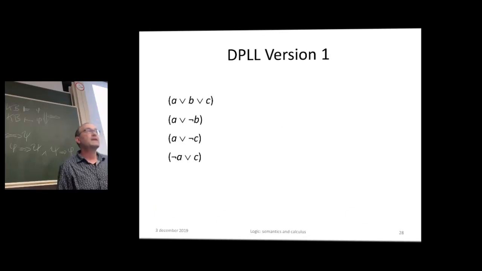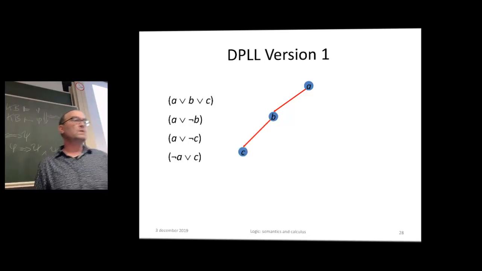So let's look at an example. This is the first version of the algorithm that I've showed you before. And this is our knowledge base. So we have 4 clauses, and they all must be true. So it's a conjunction of these 4 clauses: A or B or C, A or not B, A or not C, not A or C. And what the algorithm does is that it starts with one variable, and it makes a decision on whether it should be true or false. And then it continues with the decision to make the next one.